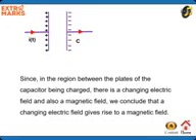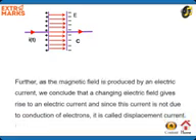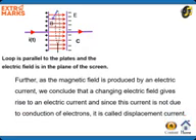Since in the region between the plates of the capacitor being charged, there is a changing electric field and also a magnetic field, we conclude that a changing electric field gives rise to a magnetic field. Further, as the magnetic field is produced by an electric current, we conclude that a changing electric field gives rise to an electric current, and since this current is not due to conduction of electrons, it is called the displacement current.